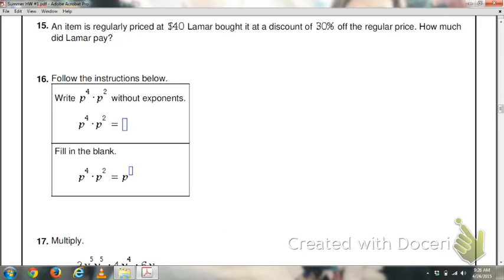In number 15, it says an item is regularly priced at $40, and Lamar bought it at a discount of 30% off of the regular price.